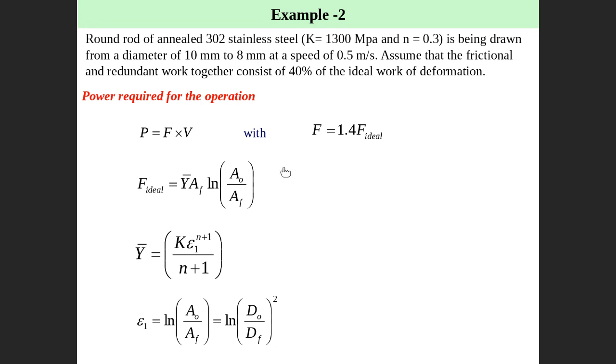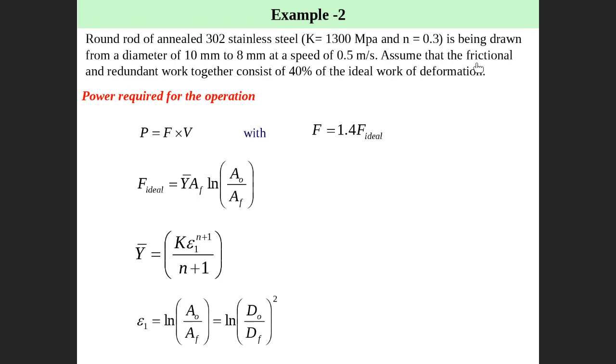This is another example. Let's read it together. Round rod annealed. This is a material, 302 stainless steel. K and n are given. K is a constant, and n is the strain hardening exponent. It is being drawn from a diameter of 10 to 8. We reduce from 10 millimeter to 8 millimeter at speed 0.5 meter per second. This is the deformation speed, I mean, the wire drawing speed.